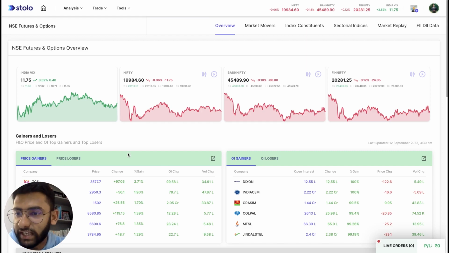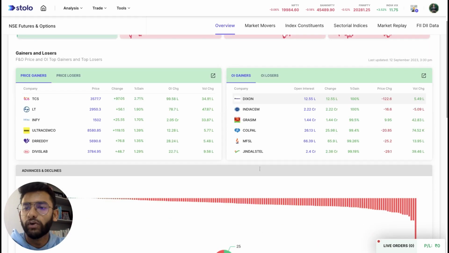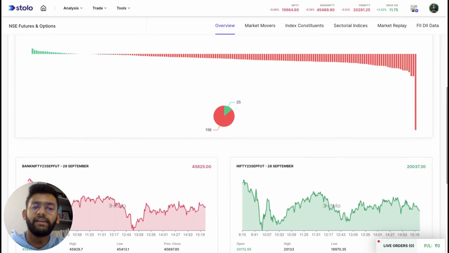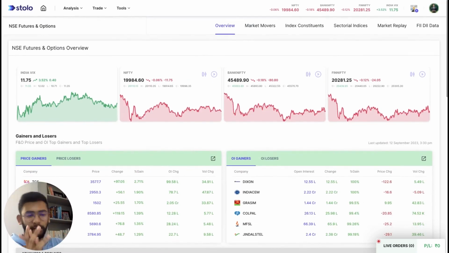If you come to the overview section, you can directly see India VIX data. You can see Nifty 50 data, Bank Nifty data, Fin Nifty data. These are your indices data. You scroll a little more, and you would directly understand which are your top gainers and top losers for the day. Advances and declines tell you, of all the FNO equities available, how many have been green and how many have been red, to give you a complete overview of the market and what is exactly happening. So as soon as you come to this screen, you would exactly understand what is happening.